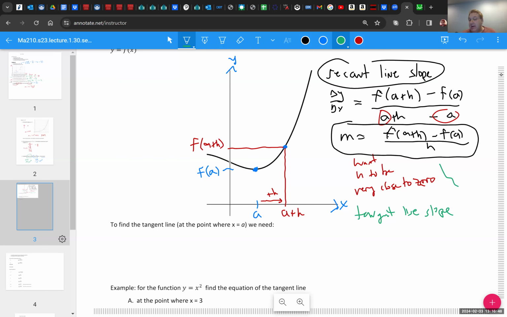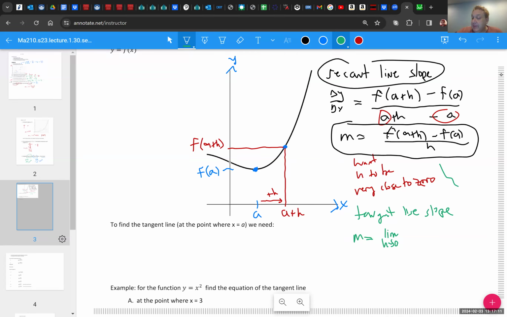So the way we write h to be close to 0 is we use this symbol here, lim, which stands for limit, h approaches 0. Next video, I'll show you how to calculate these limits. We kind of did that already when we did our estimates of instantaneous rate of change in the previous video, if you want to go check that out.